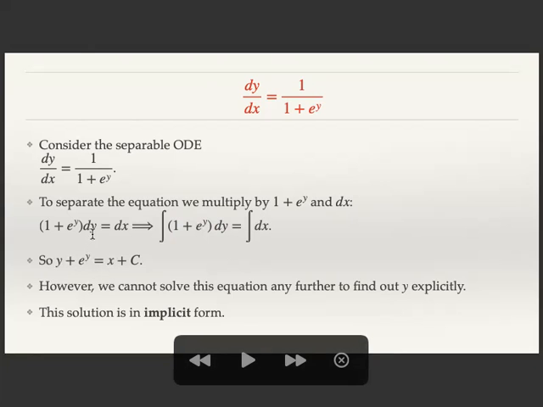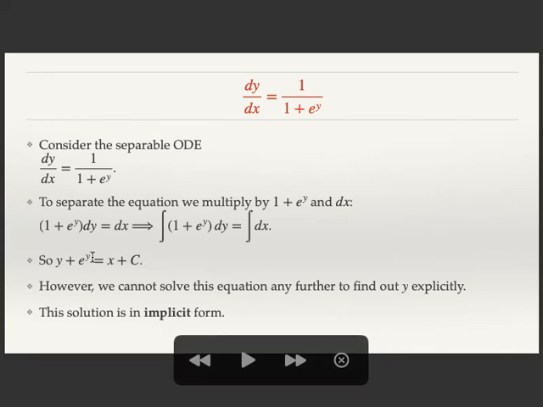And then we have a constant on the left-hand side, a constant on the right-hand side. And in order to skip one step, I only wrote their difference. So c is the difference of the two constants. So this is the solution of the equation in implicit form.